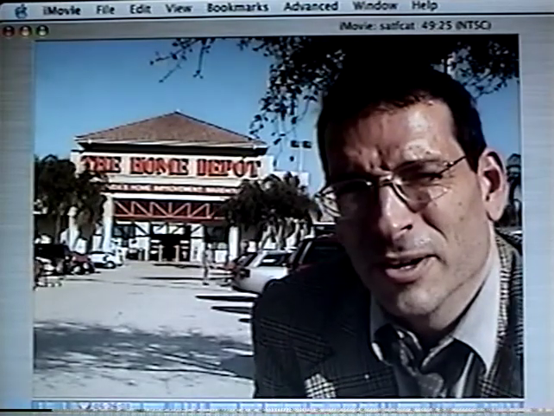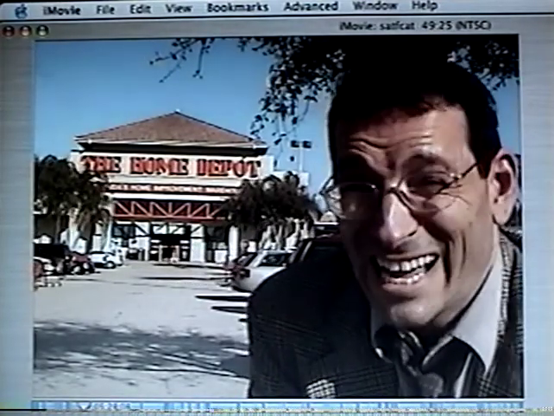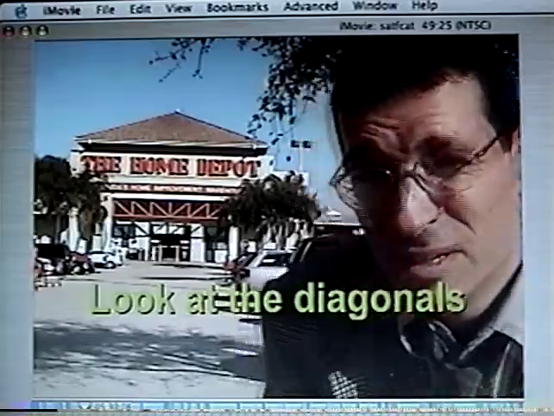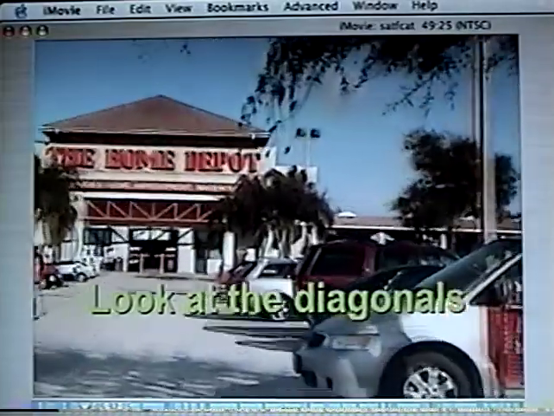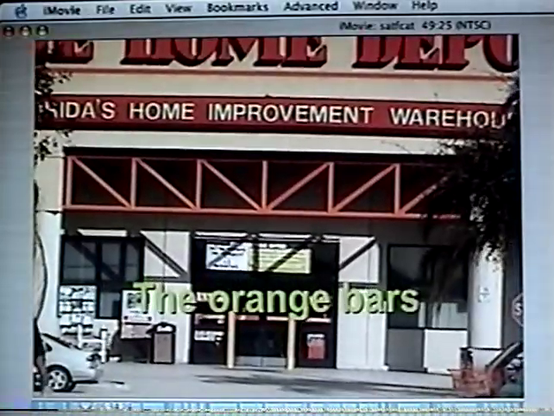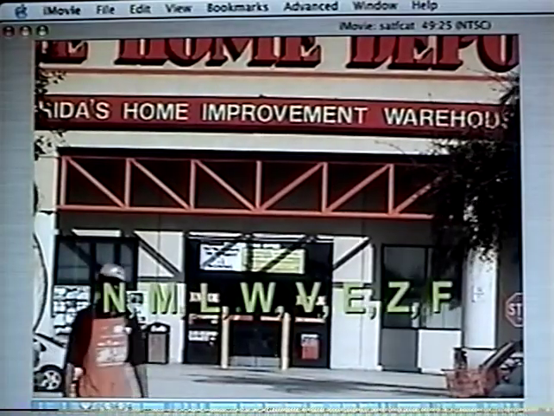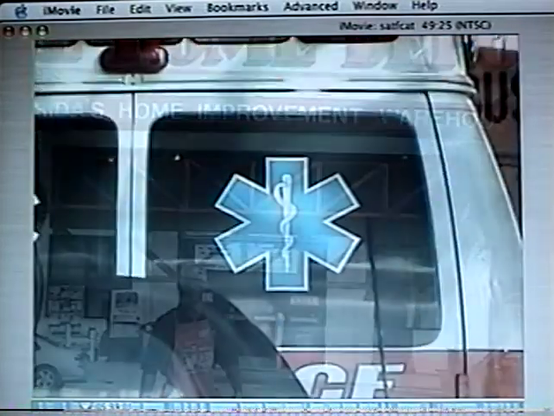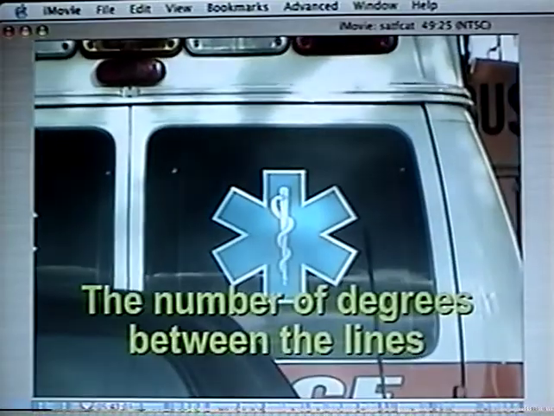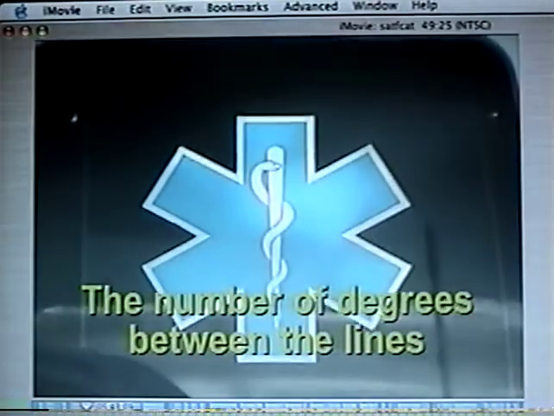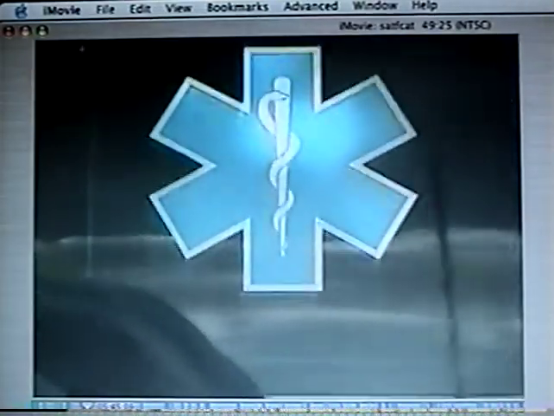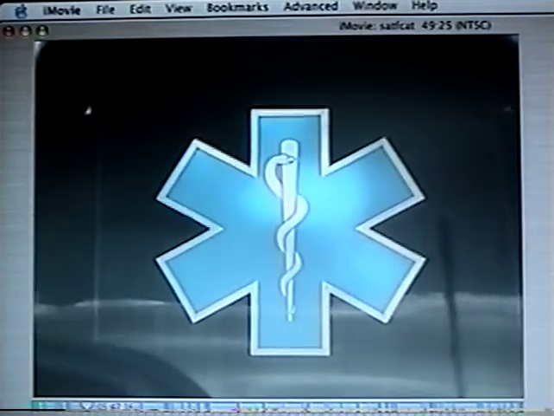Many people see here a sign, but I see letters. Look closely. I see N, M, maybe even W in there, huh? It's interesting to look at the angles in this logo. What's the average degrees between each of those lines?